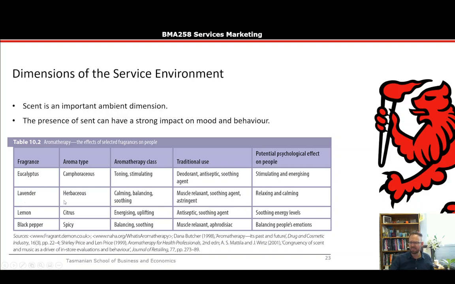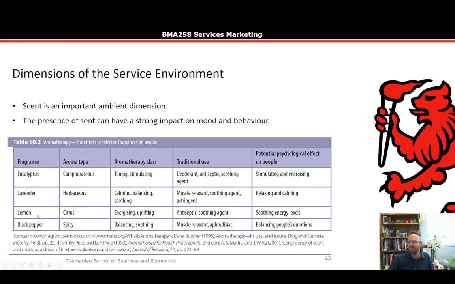Now, lavender is more of a herbaceous, I'm not sure if I'm saying these words right, herbaceous type aroma, like made from herbs and stuff like that. So it's calming and balancing. It's good for muscle relaxation, soothing agent, and astringent. Now it's relaxing and calming. That's why you often use lavender in massage rooms and day spas and stuff like that, right?